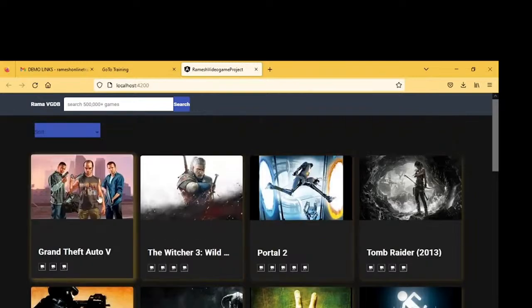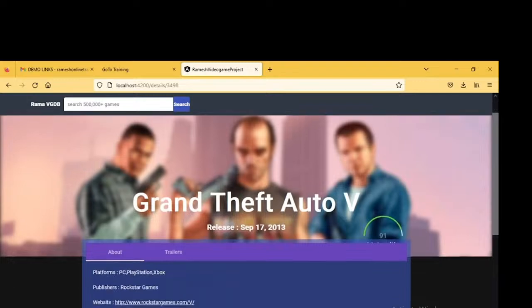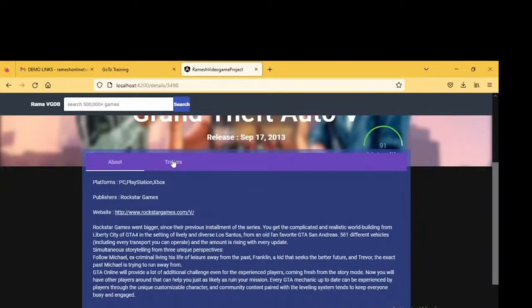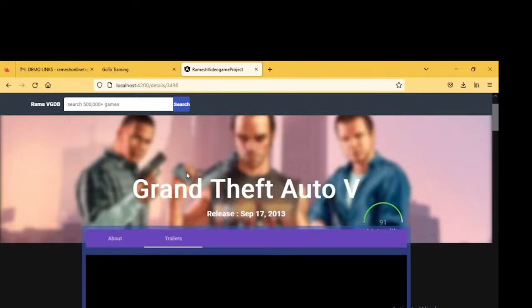For example, here, this thing, Grand Theft, all those things, and trailers. Whenever this video game has trailers, at that time only you will get the trailer, not all the time. Since this game has trailers, that's why you are getting a trailer.